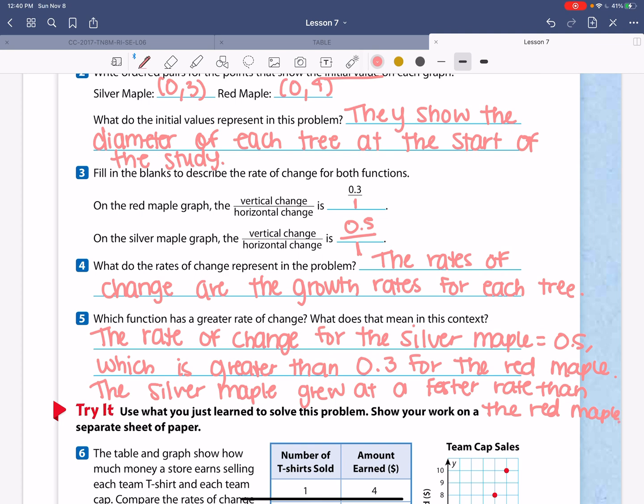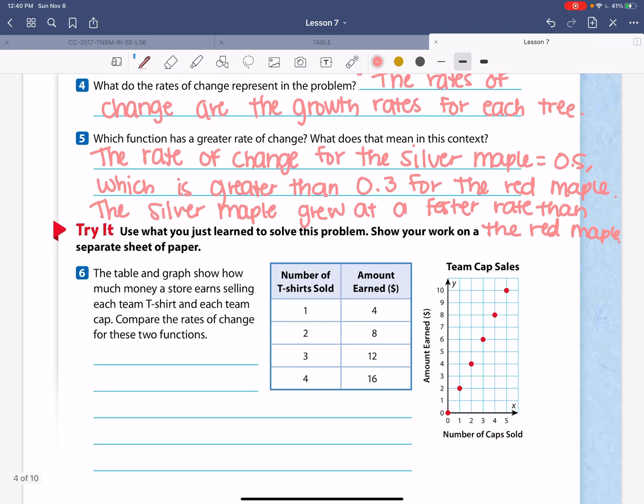Okay. And then the triad. The table and graph show how much money a store earns selling each team t-shirt and each team cap. Compare the rates of change for these two functions. So the number of t-shirts sold and the amount earned is in the table versus the number of caps sold and the amount earned. So you sell no caps, you earn no money.